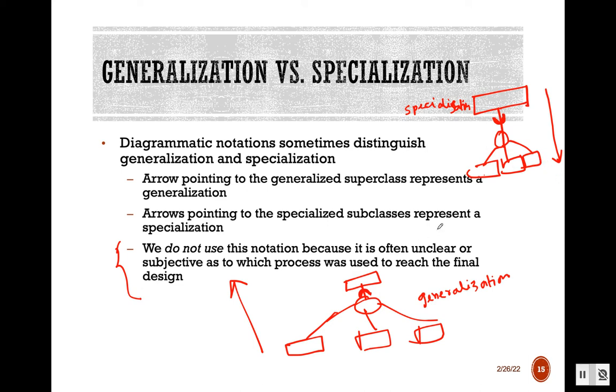But as we are saying, they both look the same at the end, specialization and generalization, and the relationship between the subclass and superclass is the same. So especially in this chapter, they do not use the notation because it is often unclear or subjective as to which process was used to reach the final design. But the final design means the same. So even if you skip the diagrammatic notation or use only one notation, it means the same.